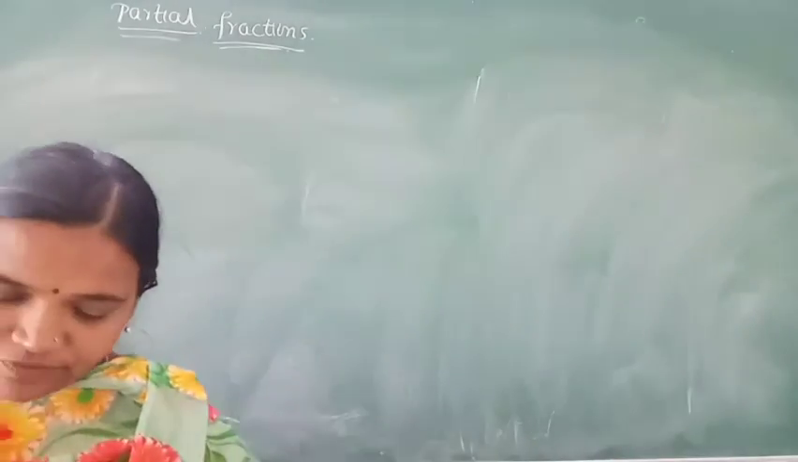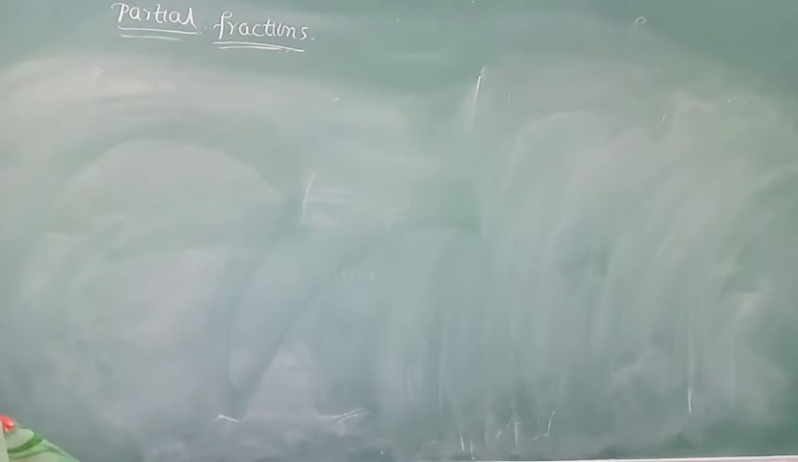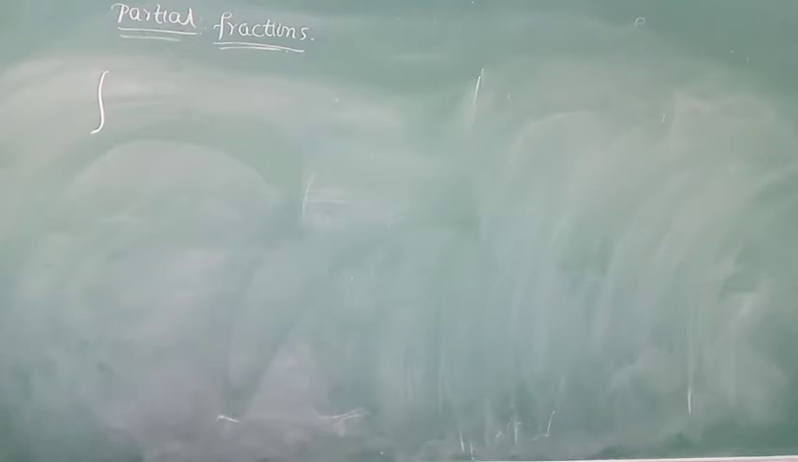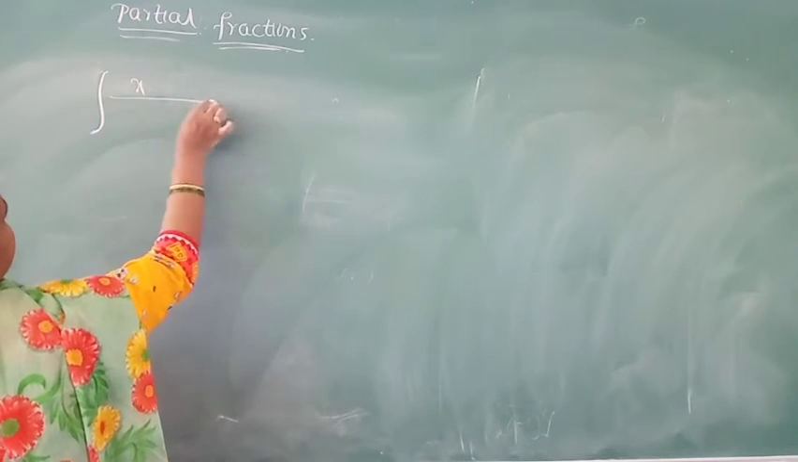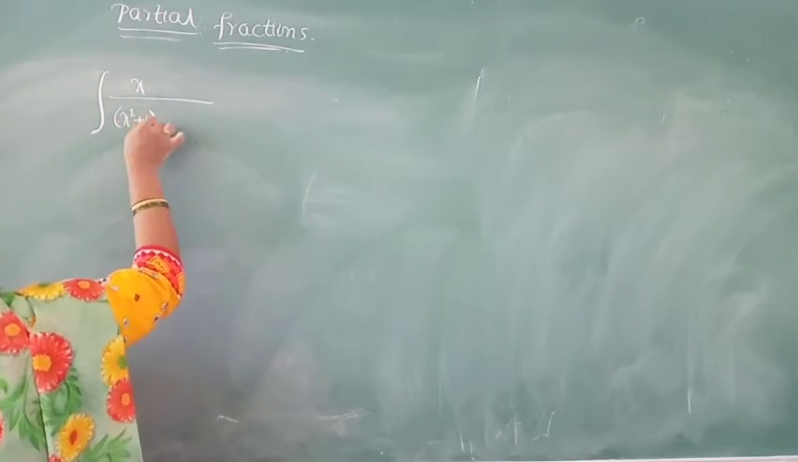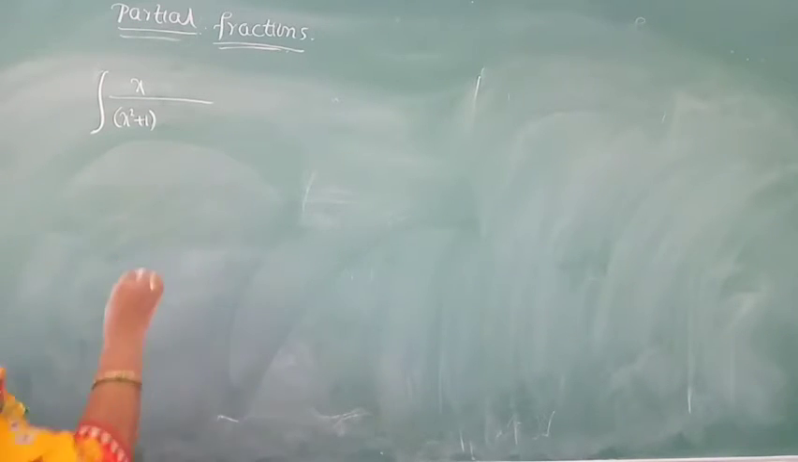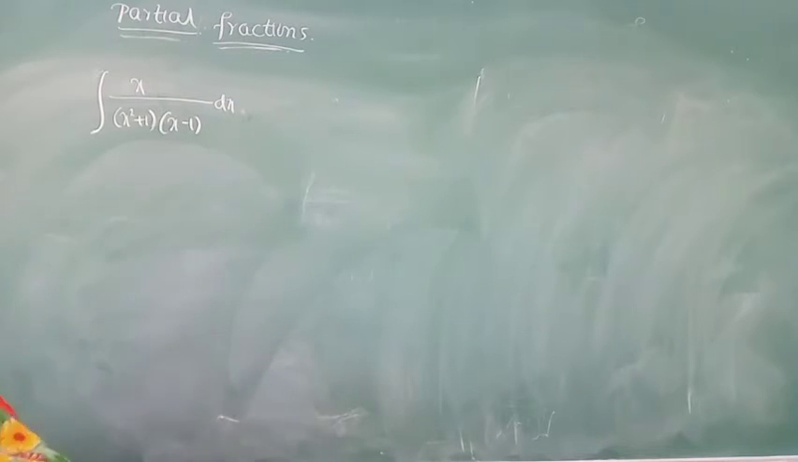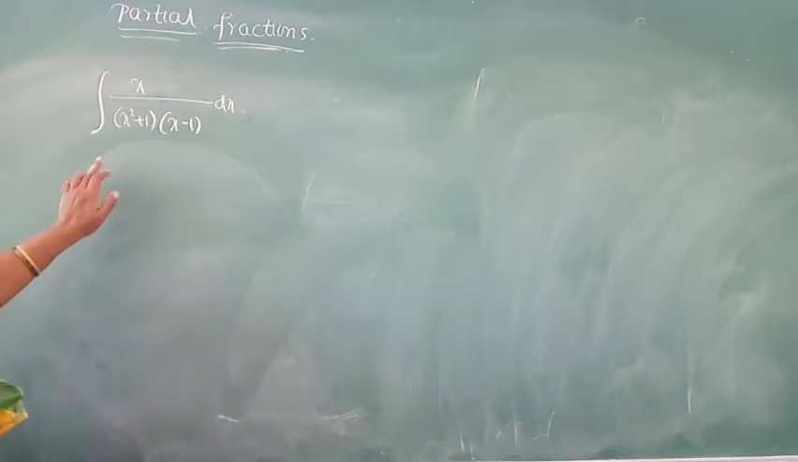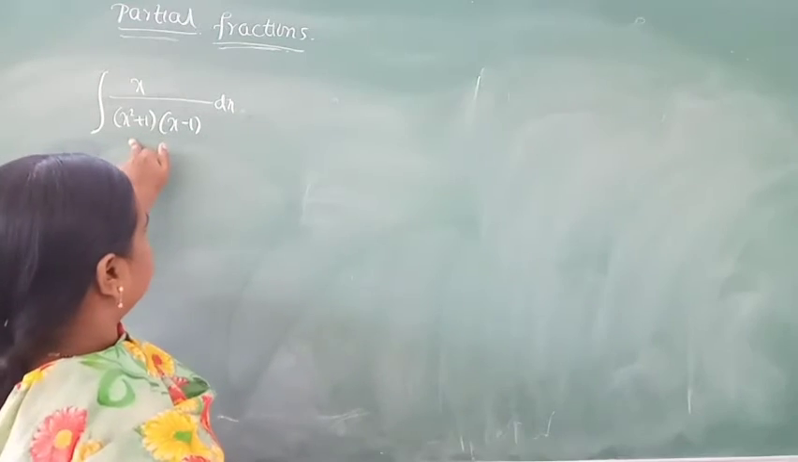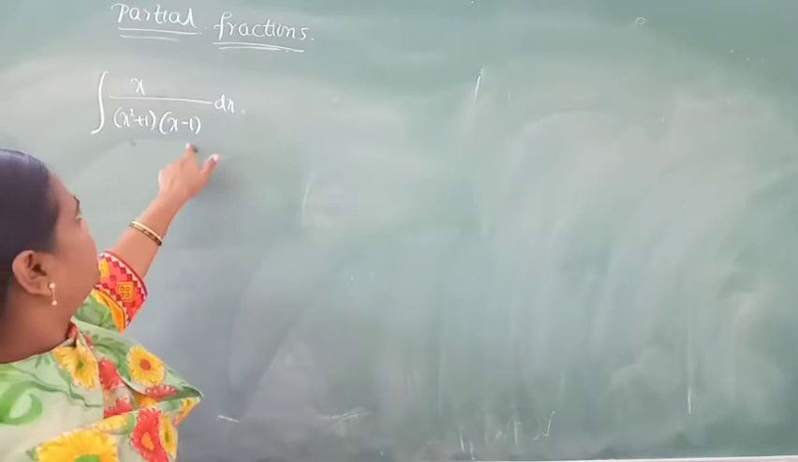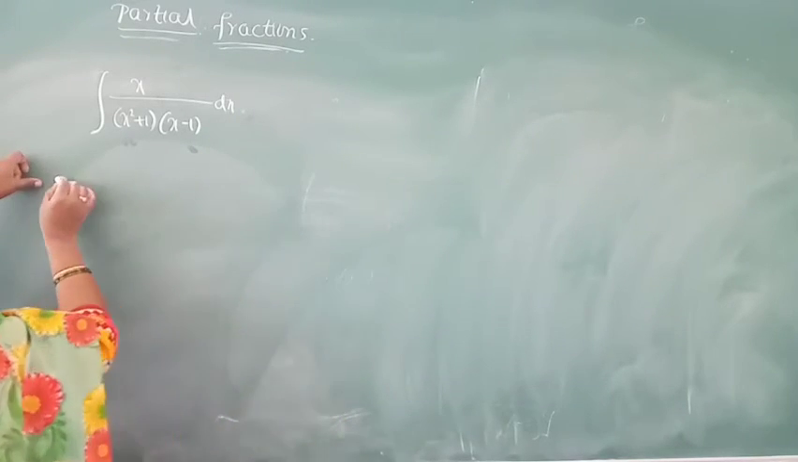Next, last one pattern example is, okay, integration of x by x square plus 1 times x minus 1 dx. Integration of x by x square plus 1 times x minus 1 dx. This x square plus 1 is non-factorizable. This is what? Non-repeated. Therefore we can write this one as solution.